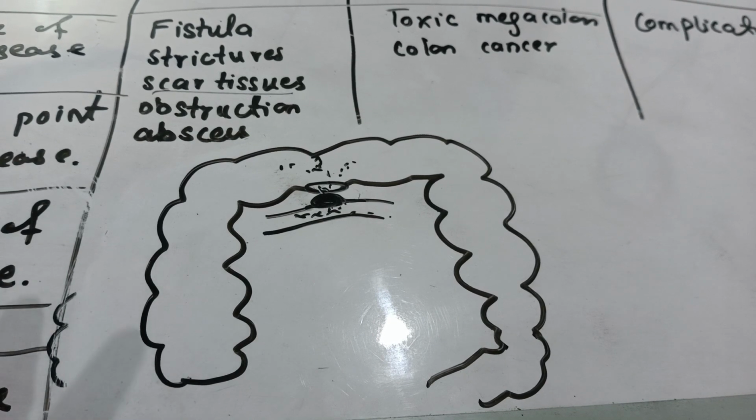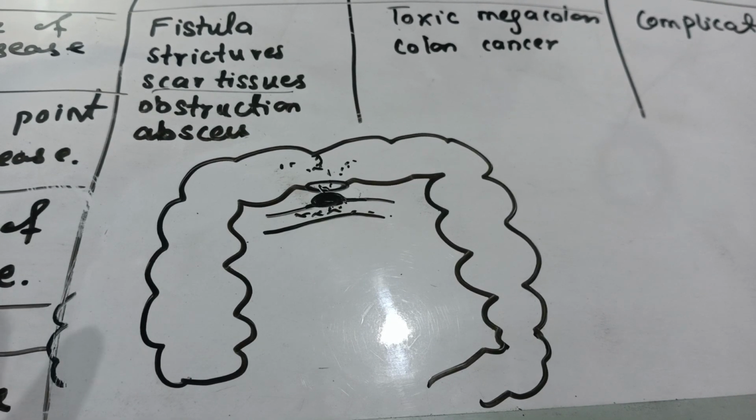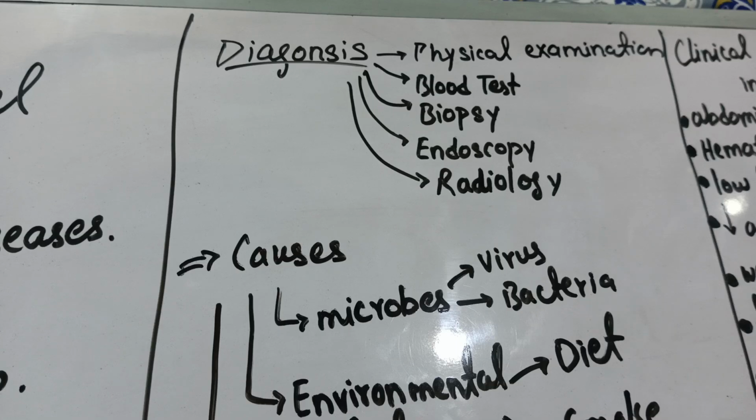Now we are going to see the diagnosis of these diseases, and we will also discuss their causes. Here I have written some types of diagnostic tests for these diseases. First, you will examine the patient physically. You will take the history of the patient, and from his history and symptoms you will observe whether the patient has inflammatory bowel disease or not. The second test is the blood test, and from it you will observe the disease.